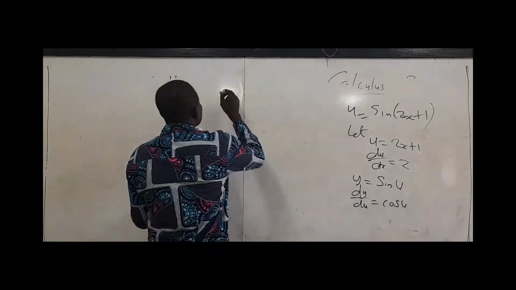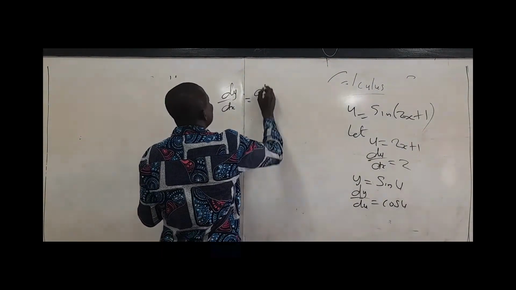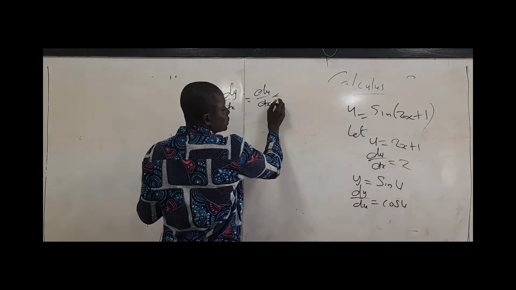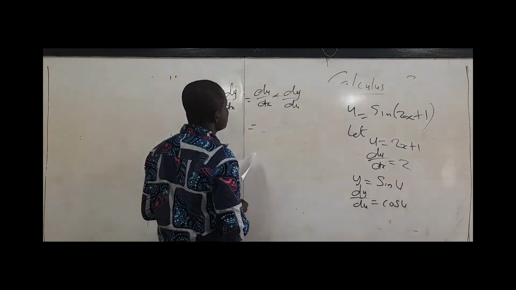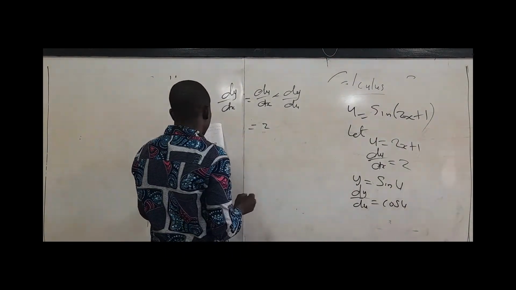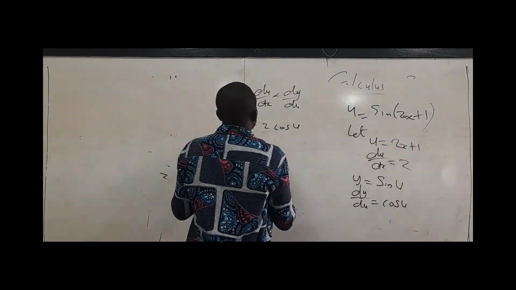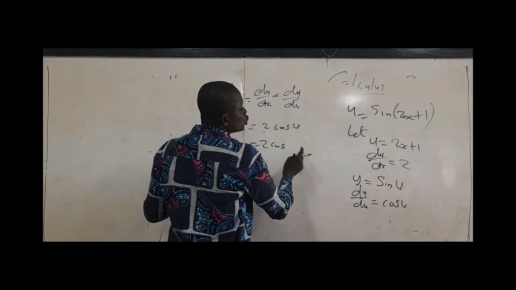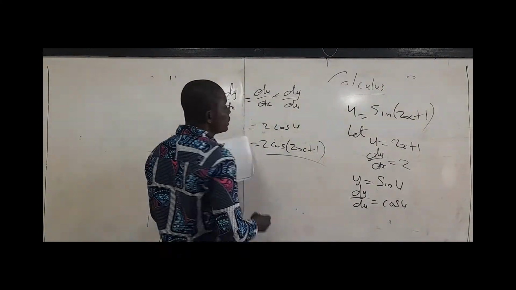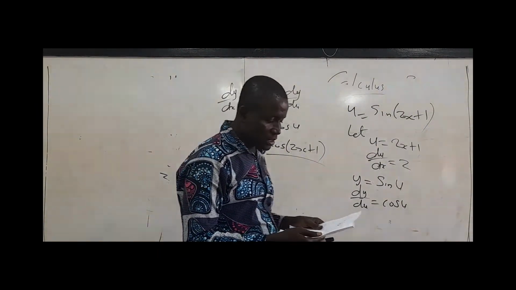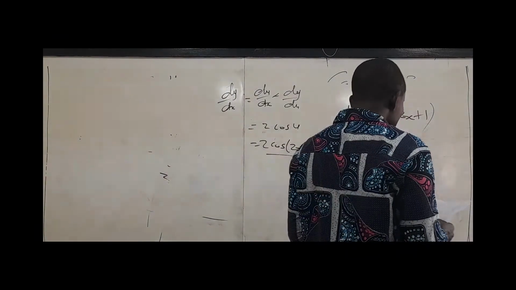So we say that dy/dx is equal to du/dx times dy/du. And what is du/dx? It is 2, right? And then dy/du is cos u. So we have 2 cos u, and we know u to be 2x plus 1. So that is the result if you differentiate it. Let's see another interesting one.